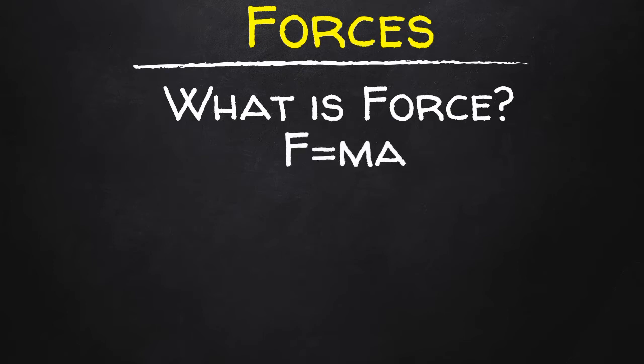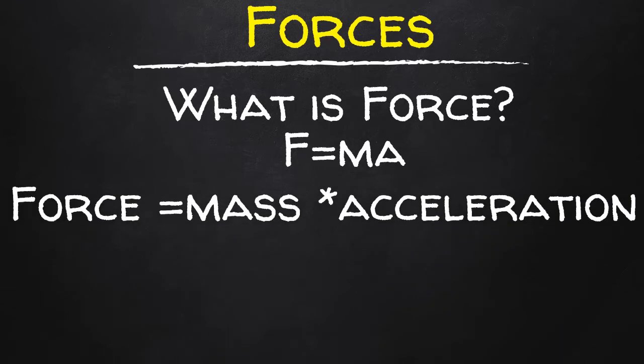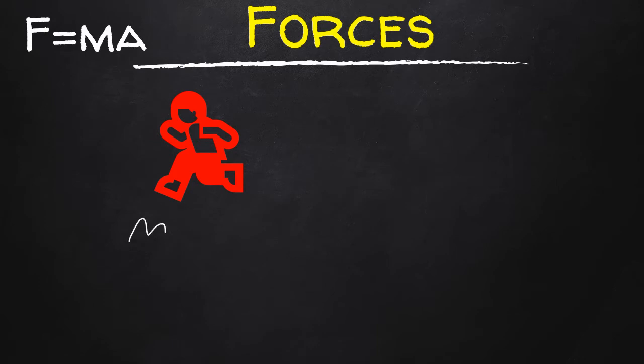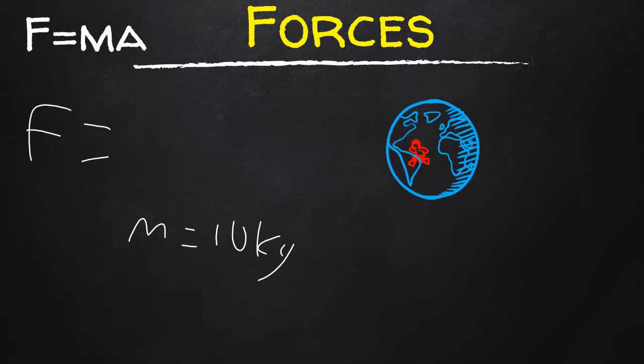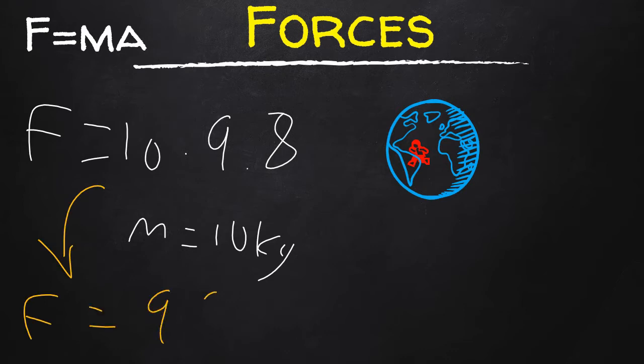Force has the very well-known equation F equals ma, which stands for force equals mass times acceleration. And let's look at one brief example. Suppose we have this guy with a mass of 10 kilograms. And let's try to find the force due to gravity on this guy. So the force, F, is just mass, which is 10 kilograms, times the acceleration due to gravity, which hopefully by this point you recognize to just be 9.8. If you multiply those together, you end up with force equals 98.